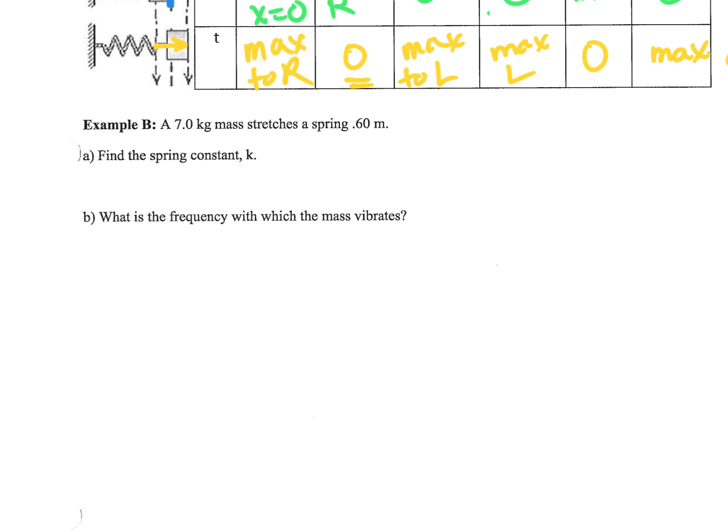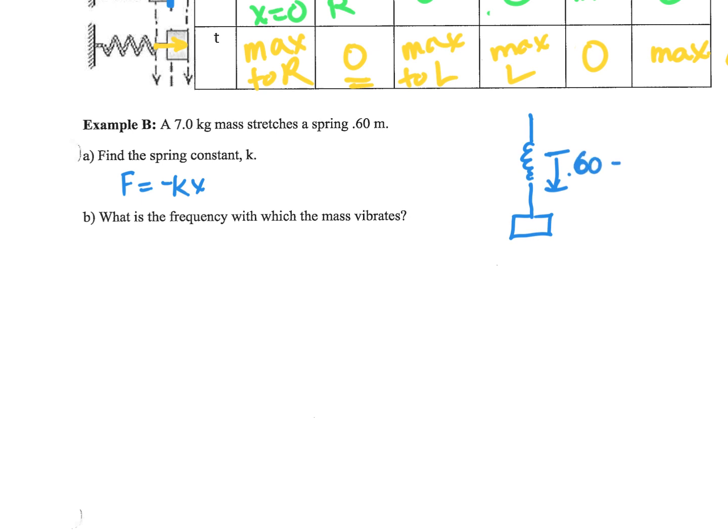So let's draw a picture here really quickly. We've got this thing that is stretched out and hanging. So it is stretched some distance from what would normally be equilibrium. So it is stretched downwards. So 0.60 would be our change in x value. Okay, so that's our x.